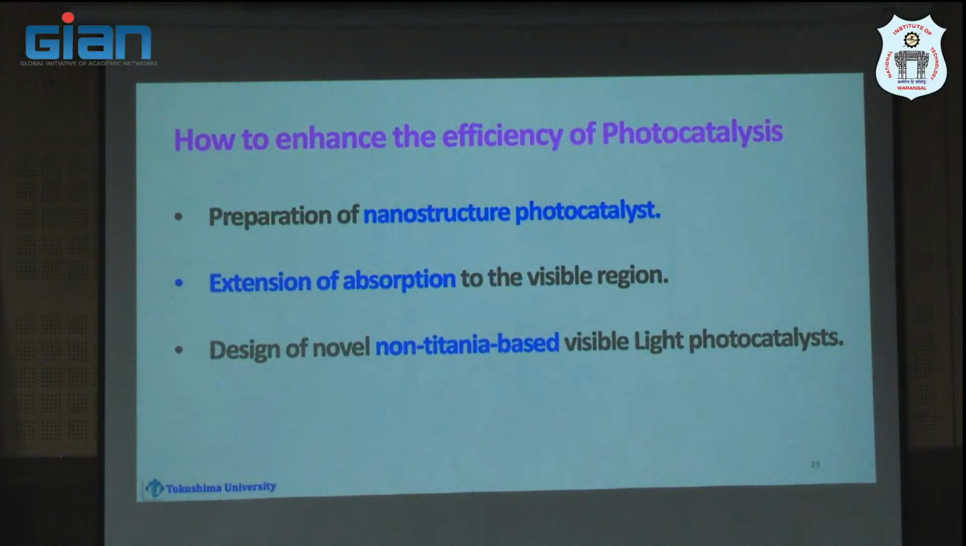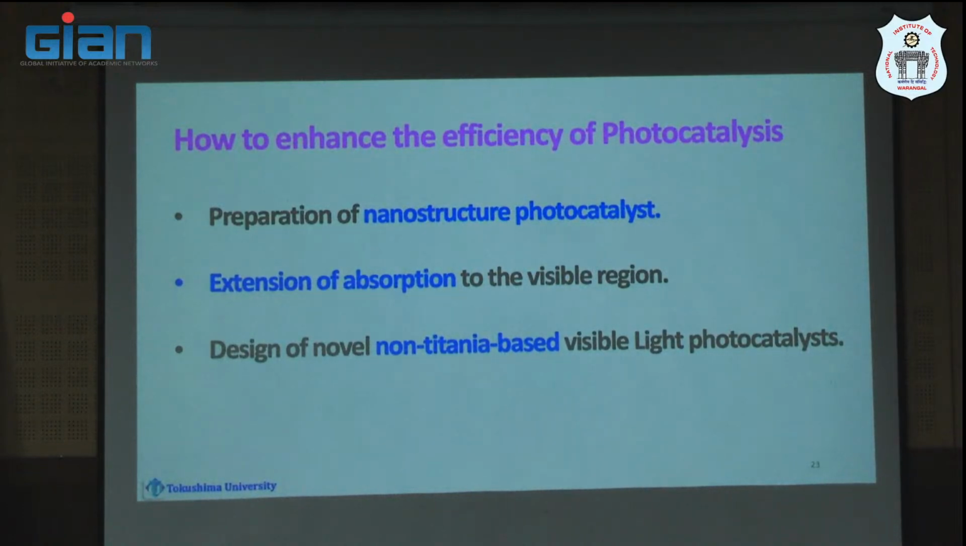And titanium oxide has been researched from 1967 till date. But in the last 12 to 15 years, especially after the graphene discovery and Nobel Prize, researchers started to work on two-dimensional structures. And those two-dimensional structures are non-titanium based, because titanium oxide has some disadvantages. So there are three factors.